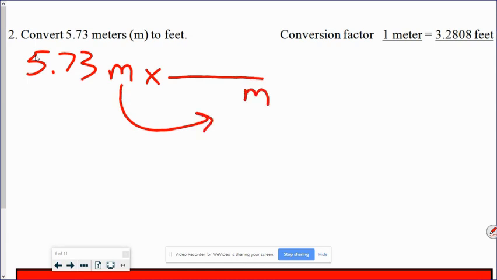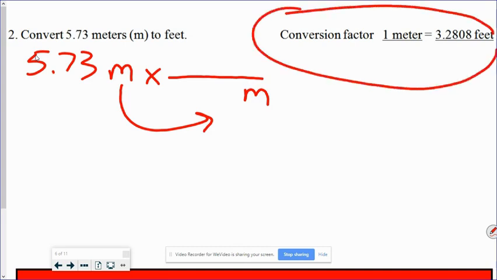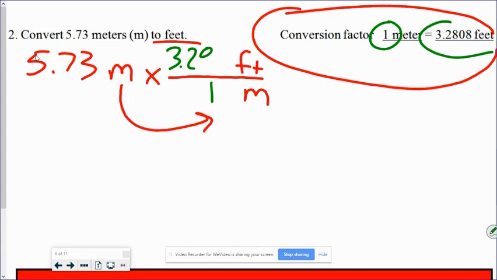What can I convert meters into? Well, I have a conversion factor over here that allows me to go to feet. I read the problem, they do want it in feet, so I can put feet up here. What are the numbers? Well, the 1 goes with the meters, so I put a 1 with the meters. The 3.2808 goes with the feet.